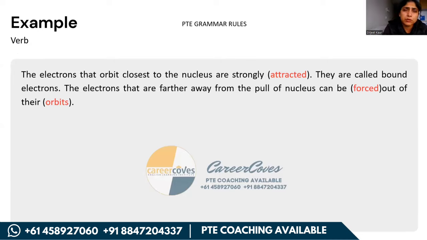So for example: the electrons that orbit closest to the nucleus are strongly attracted. Attracted is the second form of the verb here, followed by the adverb strongly. And there is a helping verb as well, that is are. So are strongly attracted. Attracted is a verb. There is another verb: can be forced out of their orbit. So if you see any modals in the exam, like can be, could be, should be, would be, that is always followed by the third form of the verb, that is forced.